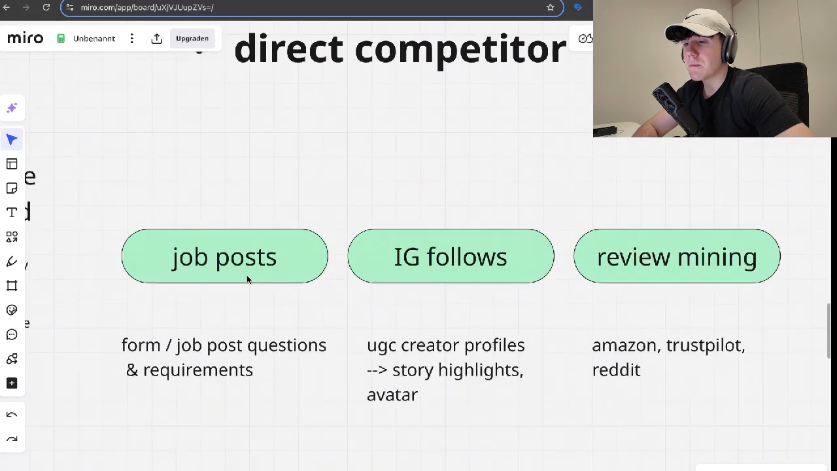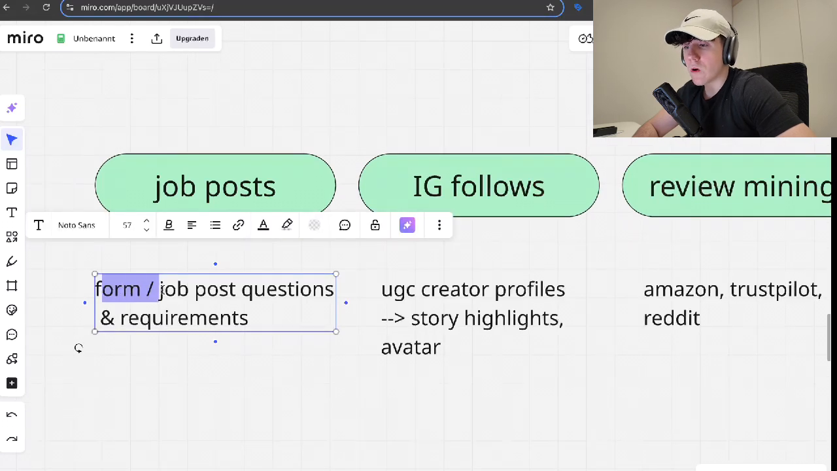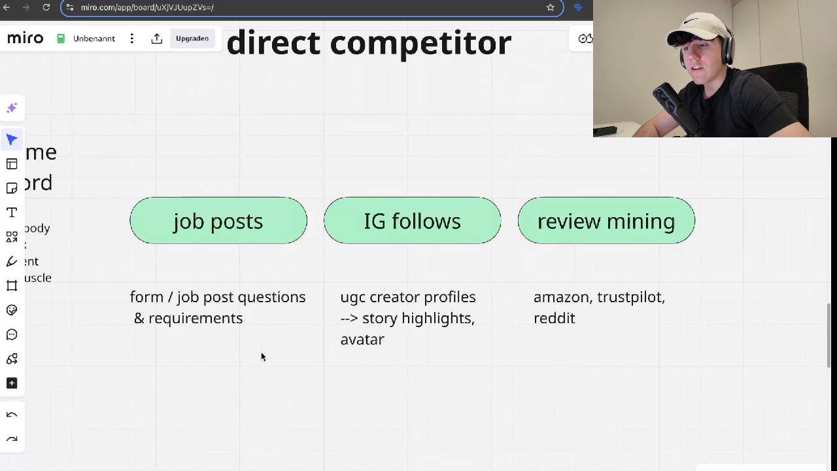And so you're going to look at, for example, their job posts, right? You can learn a lot from those. So for example, if you look at their forms or their questions and requirements, what do they say? What are the requirements? What kind of stuff are they optimizing towards? Okay. What kind of hours do they work? And all these things tell a lot about the brand and tell a lot also about the creative strategy.